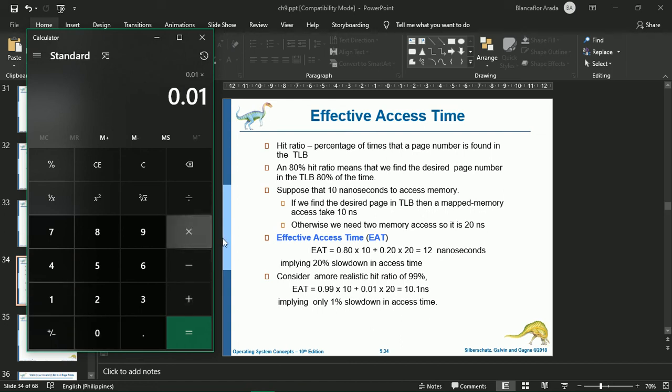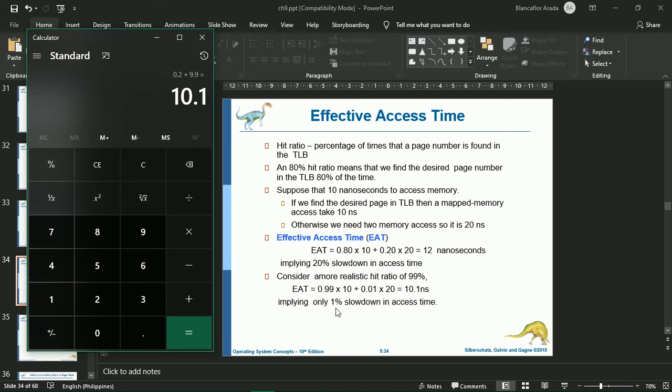So that's 0.01 times 20, because this is a TLB miss, it needs to access memory twice. So 0.01 times 20 is equal to 0.2, plus 9.9 for the TLB hit. Okay, we have 10.1 nanoseconds, implying only a 1% slowdown in access time.